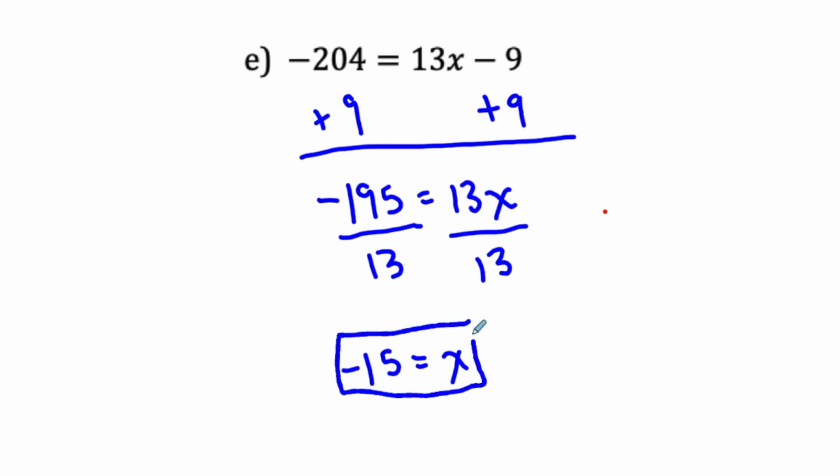And again, you will know if you have these correct or not if you take that number and you plug it back in here for x, and you get negative 204 on the left, and you'll get a negative 204 on the right. And if you get that, then you know that you did it correctly.